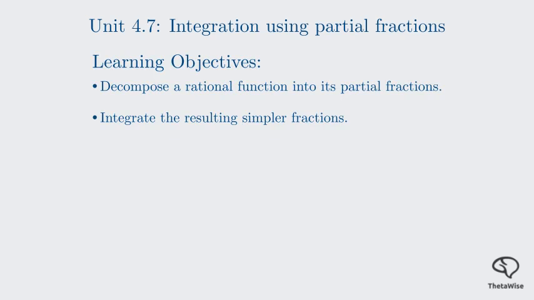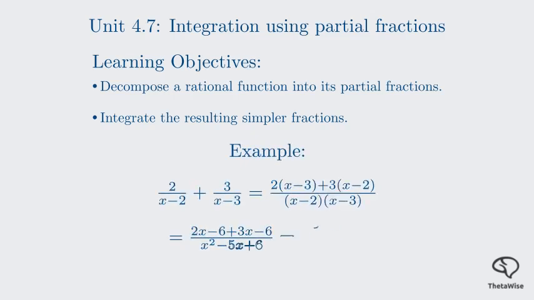Imagine you have two or more simple fractions. When you add or subtract them, you get a single, more complex fraction. For example, if we add 2 over x minus 2 and 3 over x minus 3, we find a common denominator, combine the numerators, and simplify. We arrive at the complex fraction, 5x minus 12 over x squared minus 5x plus 6.